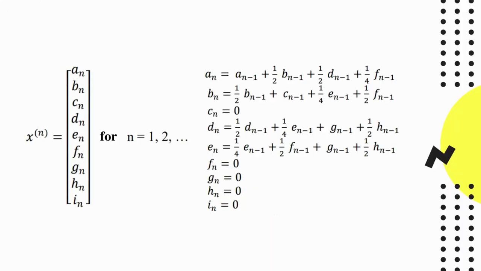To calculate the probability of a gene belonging to an individual, we can create an X_n matrix with 9 rows and 1 column, where a_n represents the probability of an individual with the capital A, capital A, capital B genotype in the nth generation. b_n represents the probability of an individual with the capital A, capital A, capital B, small b genotype in the nth generation, and so on.